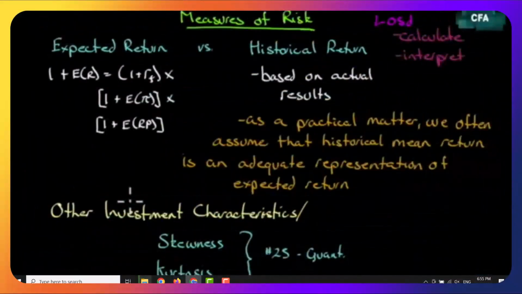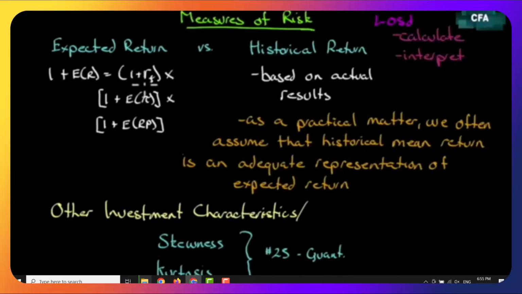Well, there's just a few housekeeping things left to do to clean up this learning objective, and that's to contrast expected return versus historical return. Historical return, we know, was based on actual results, was based on something we actually saw. Expected return is a forecast. And we know that our expected return is a function of three things.